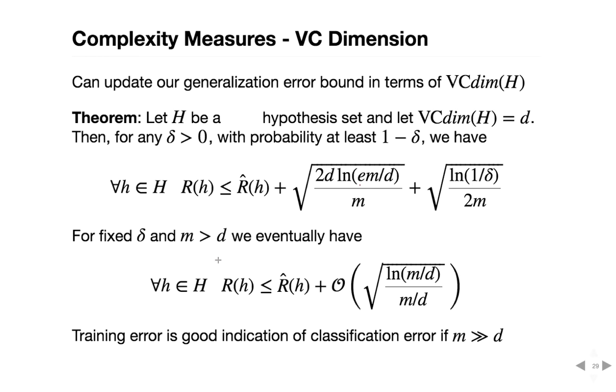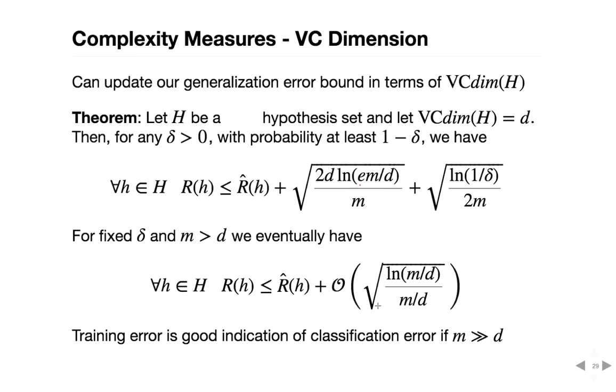And if you think about this, this is a little bit nice. So let's say that we fix delta and pick M to be bigger than N, and then let M and D grow. Then you can show that eventually this complexity term will dwarf this one. And then the generalization bound looks like the generalization error is bounded by the training error plus big O of the square root of natural log of M over D divided by M over D. So I just rearranged this and assumed that the e goes into this constant out in front.